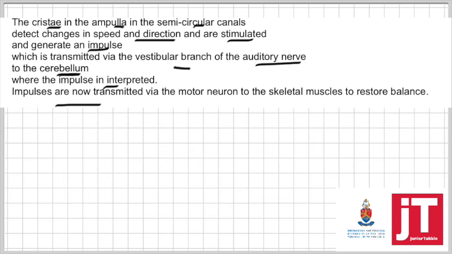Then impulses will now be sent from the cerebellum via motor neurons to the skeletal muscle to restore balance in the body. This is the only information you must know. Although I've explained the detail, these are the only CAPS requirements for the exams that you will write at the end of the year.